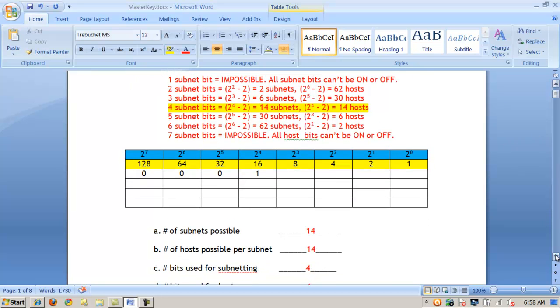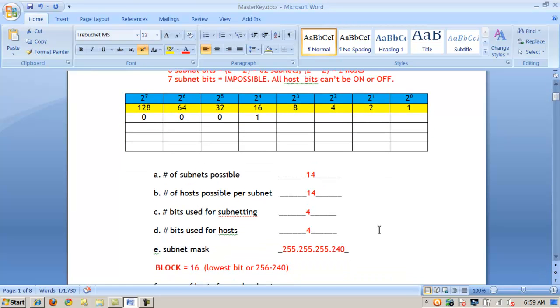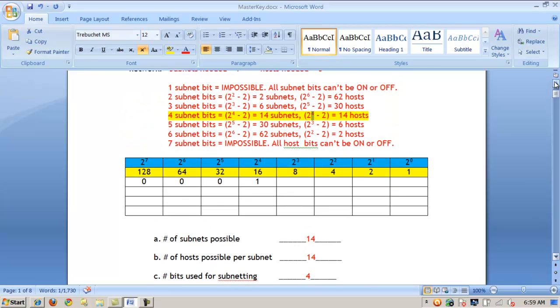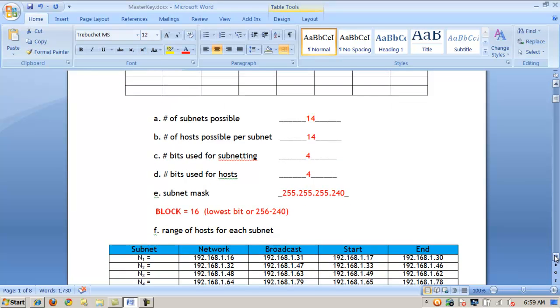So let's fill out our chart. The number of subnets possible based on our formula is 14. The number of hosts is 14. The number of bits for both subnetting and host is 4. Again, look at the exponents in our formula. The subnet mask is 255.255.255.240. Why? Because we're using a Class C address, and it's the last octet that we're subnetting. And if you add the 128, the 64, the 32, and the 16, you get 240. So that's your subnet mask.